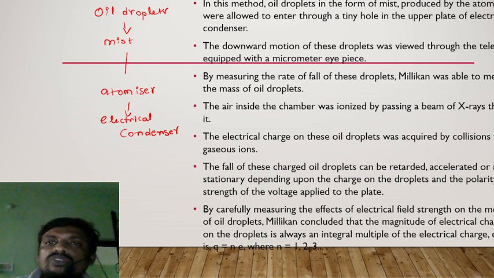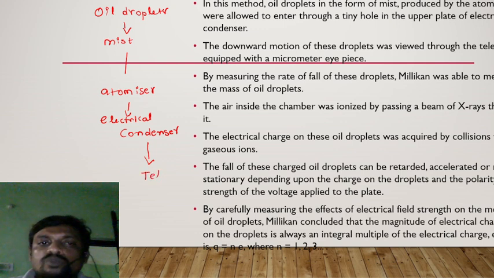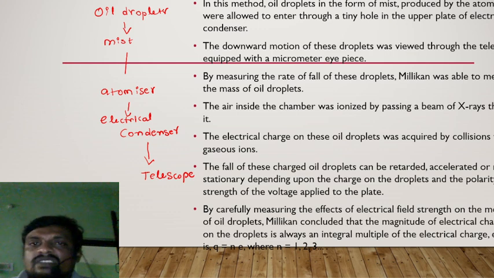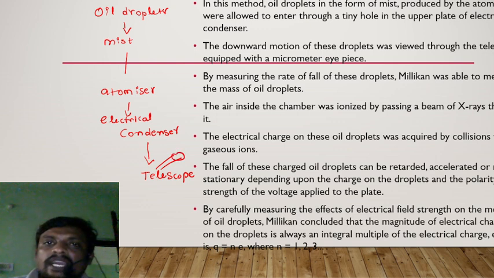He has taken an electrical condenser and allowed that mist to fall on its surface. The downward motion of these droplets was viewed while they were moving downward. He used a telescope equipped with a micrometer eyepiece to measure the movement of the oil drops in the form of mist, and finally the rate of fall of these oil droplets.